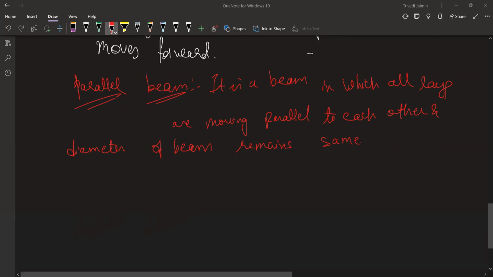So we can even write the diameter of the beam remains constant. Yes, constant. It remains the same, it remains constant. Any word you can use. So let's write the definition, oh sorry, the diagram. Draw the diagram.